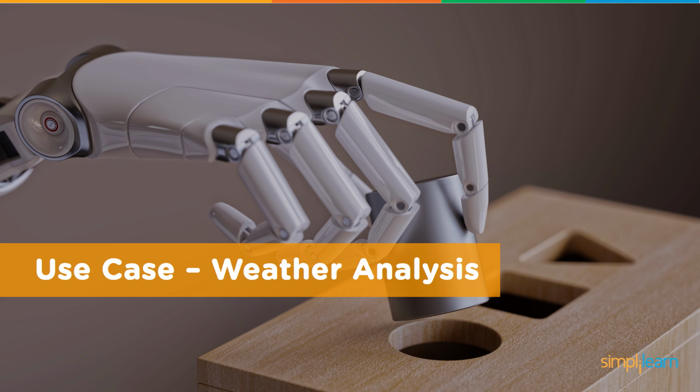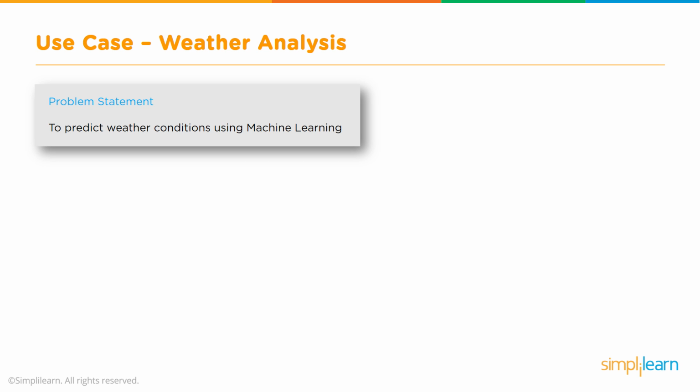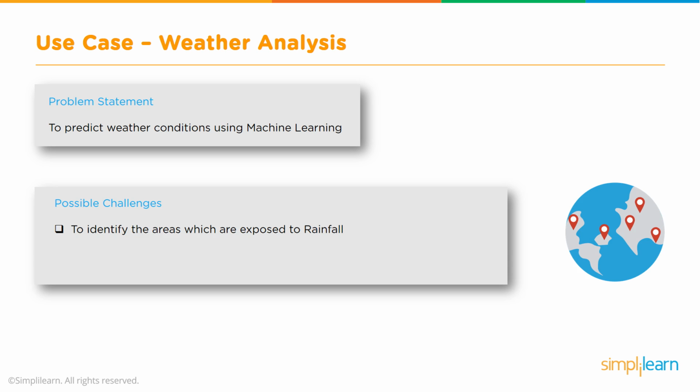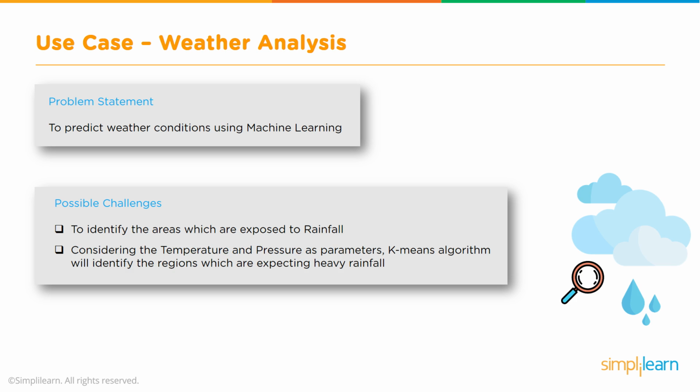we're going to take a look at the use case study of weather analysis, to give you an overview of what goes into setting up one of these databases and what a work environment looks like in a lot of cases. The first thing is we want to state what the problem is. The problem is to predict the weather conditions using machine learning. And the possible challenges that come up are to identify the areas which are exposed to rainfall. Considering the temperature and pressure as parameters, the K-means algorithm will identify the regions which are expecting heavy rainfall.